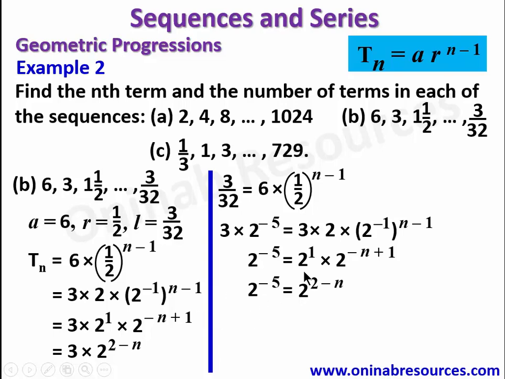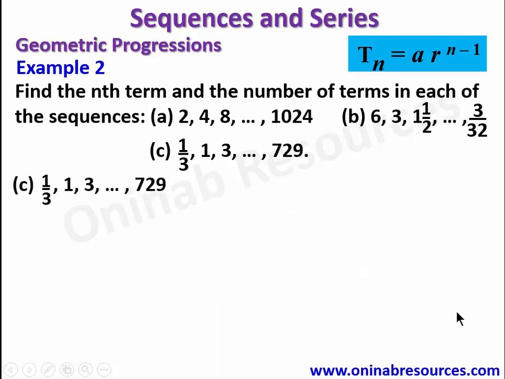Equating the indices here, since the bases are equal, we have negative 5 equal to 2 minus n, where n is equal to 7 if you simplify this equation. So we have n equal to 7. And that's the end of solution to example 2b. We'll go to example 2c.